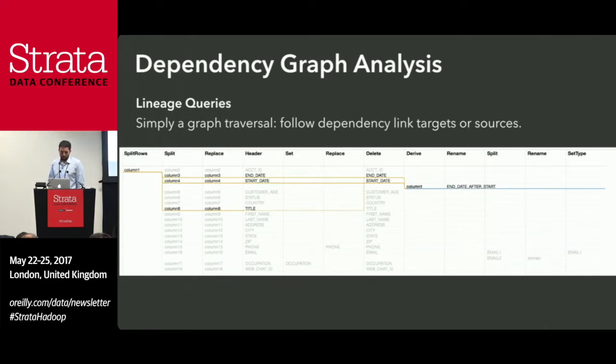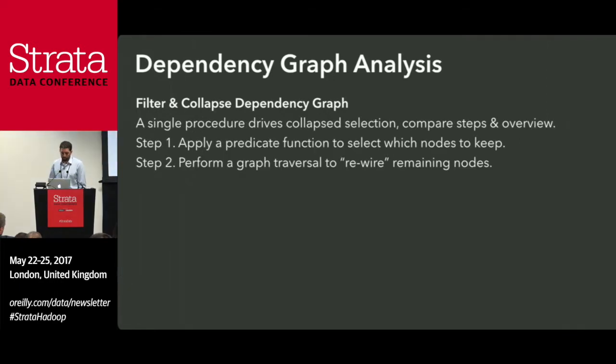One other thing I'll say is that all the interactions are built on top of what we call lineage queries, which themselves are just a simple graph traversal. So when you select a node or want to filter the graph, we can zoom in on a node, follow its dependencies forwards or backwards, and rewire the graph based on any kind of filtering of the graph that we want to do.